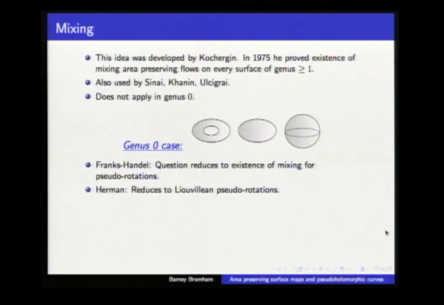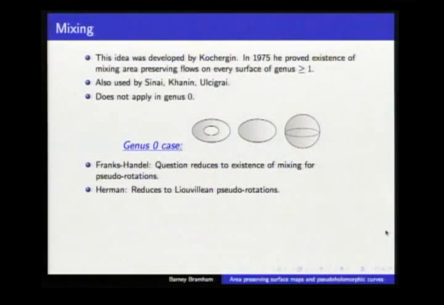So the question comes down to pseudo-rotations, and then Herman, of course, showed that pseudo-rotations with Diophantine rotation number have invariant circles near the boundary, so no dense orbits, certainly no mixing. So it's all about Liouvillean pseudo-rotations. And we also know, on the other hand, that for some Liouvillean pseudo-rotations, you can even have weak mixing, so it's sort of a fine line.